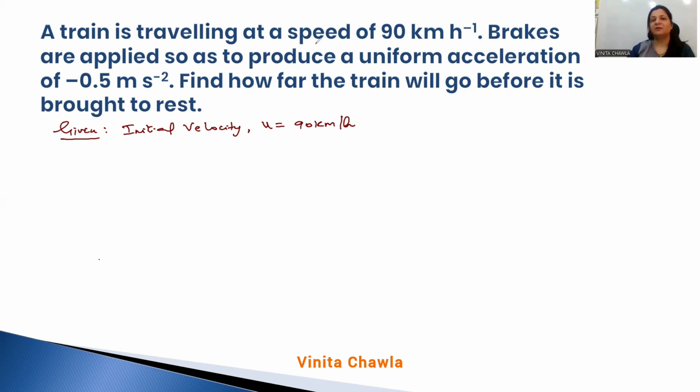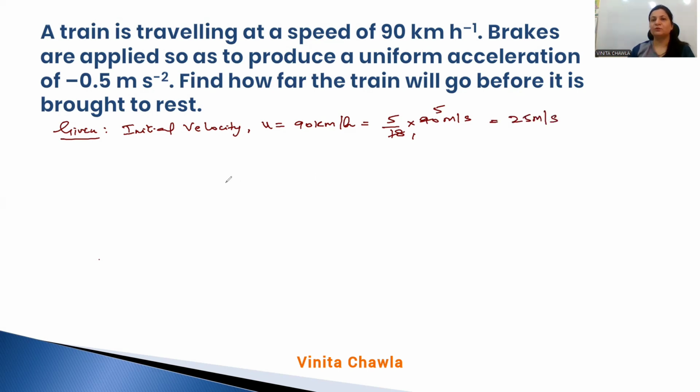A train is traveling at a speed of 90 kilometers per hour. So we can convert kilometer per hour into meter per second just simply by multiplying this by 5 by 18. 5 by 18 into 90 meter per second. And in the table of 18 we get 90 as 18 fives are 90. Yes, 25 meter per second.